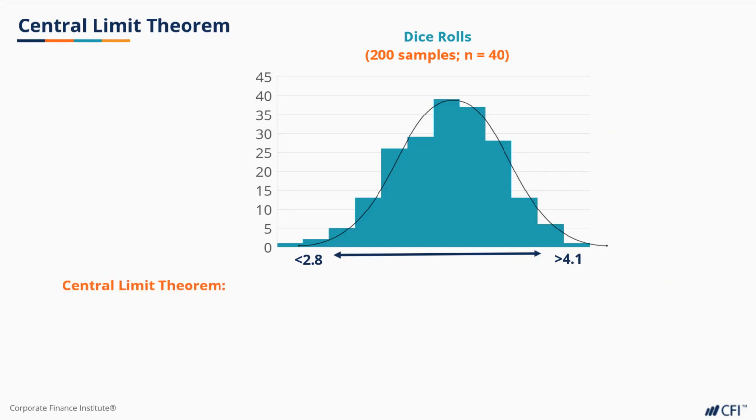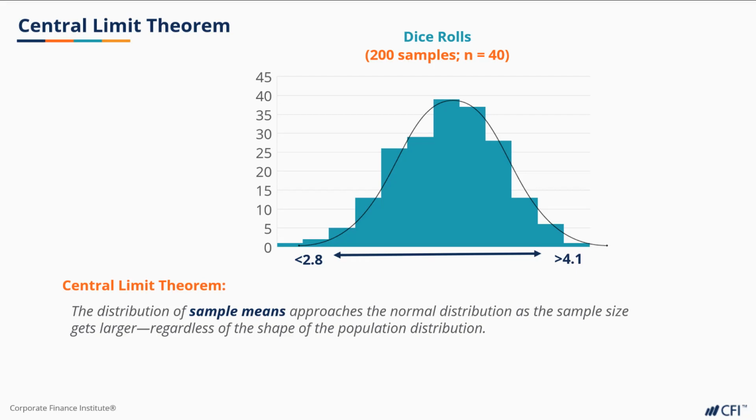The central limit theorem states that the distribution of sample means approaches the normal distribution as the sample size gets larger, regardless of the shape of the population distribution. This is a beautiful thing. With a large enough sample size, our sampling distribution will be well modeled by the normal distribution. This allows us to apply certain statistical tools, such as the empirical rule, on our samples for any population.